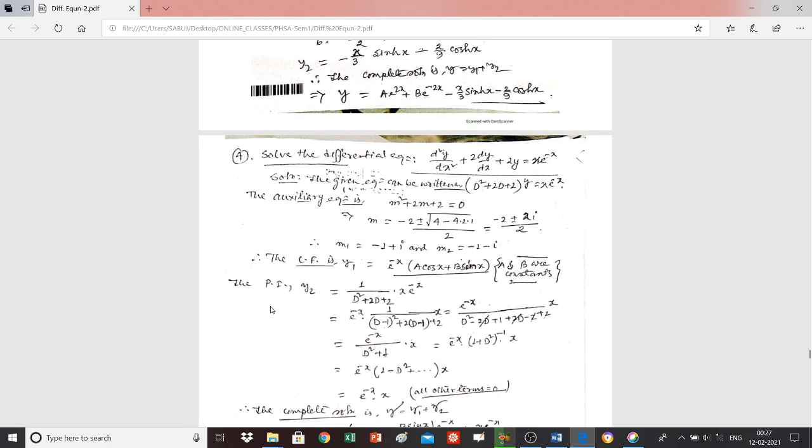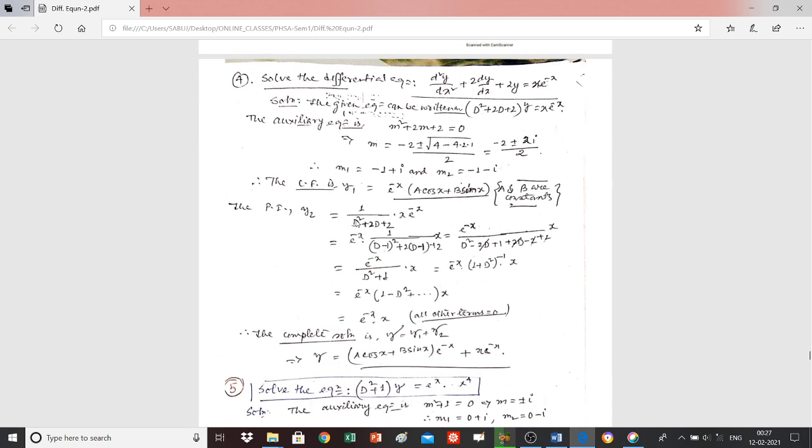So the particular integral is calculated here. So 1 by D square plus 2D plus 2 on x e to the minus x, that is equal to this. e to the power minus x is taken out here, 1 is here, and D is replaced by D minus 1. So that is here, and then x. So e to the power minus x, then here just simplify this, just expand this term. So this, and finally e to the minus x, D square plus 1, x. So e to the minus x, 1 plus D square to the power minus 1 into x.